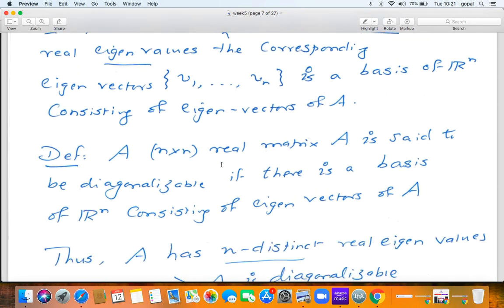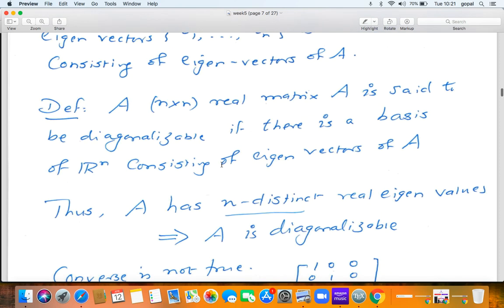This is a very important special situation, and it has been given a name. An n cross n real matrix A is said to be diagonalizable if there is a basis of Rn consisting of eigenvectors of A. What we have seen is that if A has n distinct real eigenvalues, then A is diagonalizable. A real matrix with n distinct real eigenvalues is an example of a diagonalizable matrix.